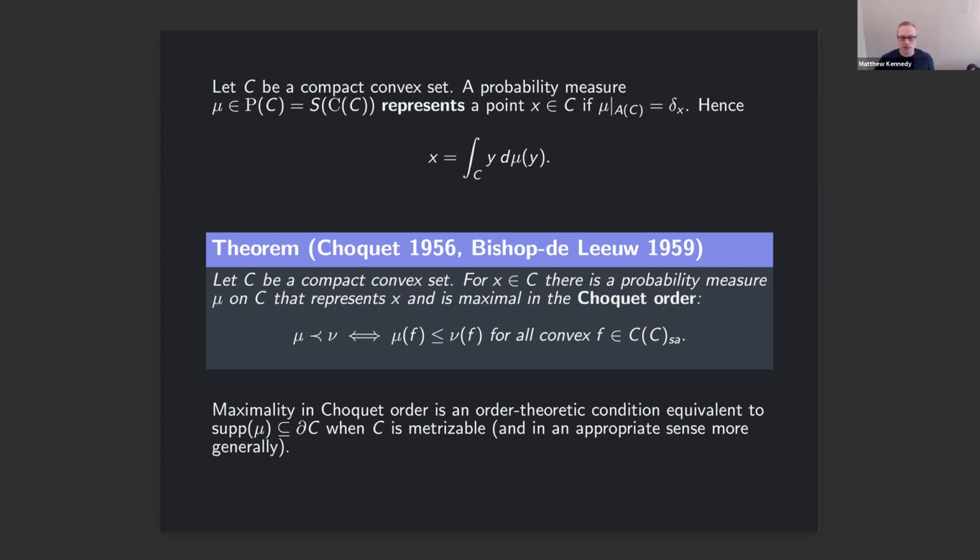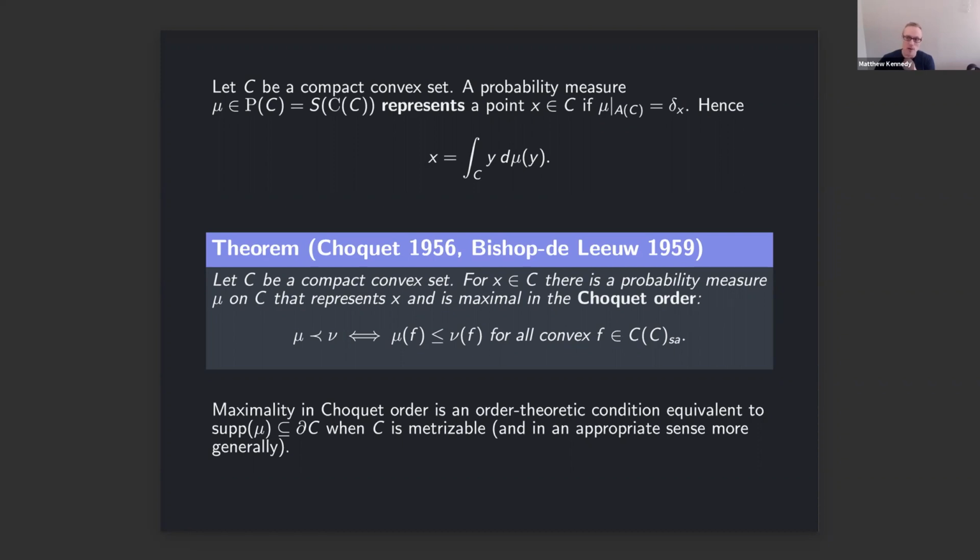Specifically, there's a notion of Choquet order. The Choquet order on the set of probability measures is defined by saying that mu is dominated by nu if mu of f is less than or equal to nu of f for all continuous convex functions f on C.